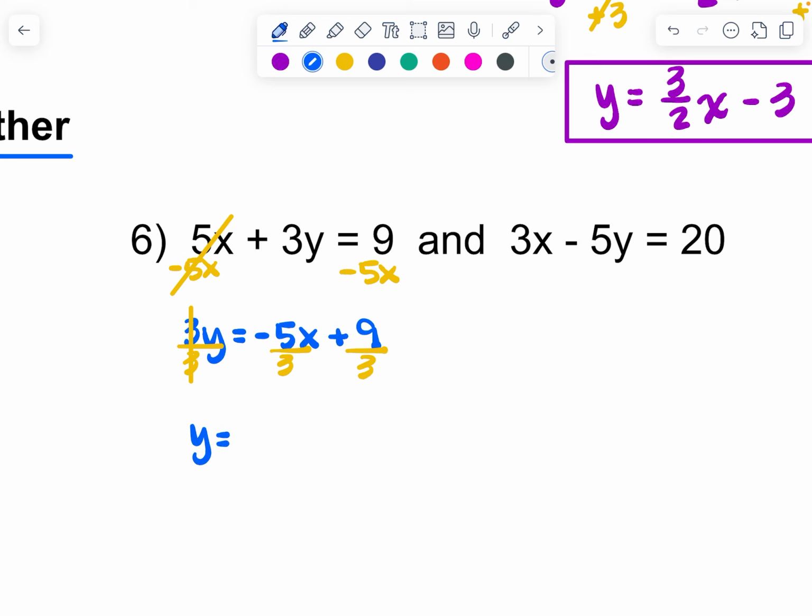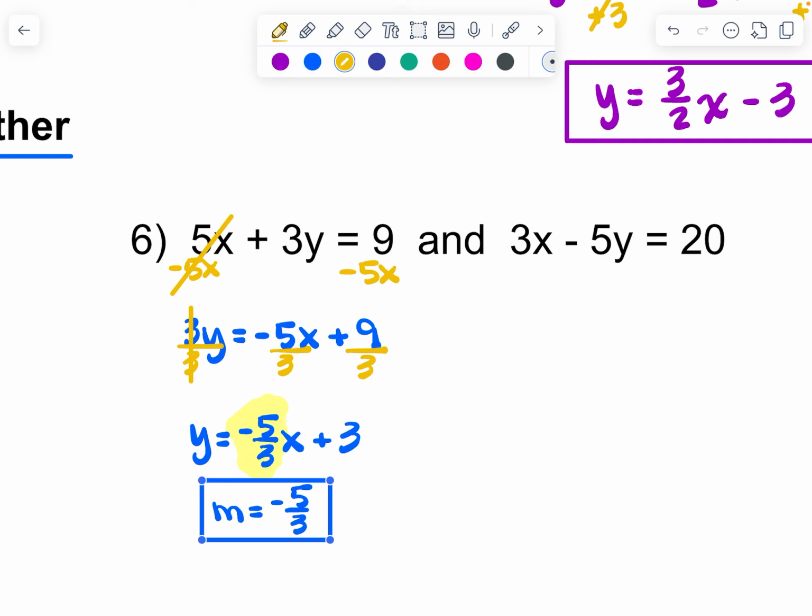So y equals, now I can't actually divide negative 5 by 3, so that's just going to be negative 5/3, kick the x out, and then 9 divided by 3 is 3. So yay, now that he's in y equals mx plus b form, I can see that his slope is negative 5/3. I'm going to just box that because that's really all I need to know. I don't really care about their y-intercepts or anything like that. I only care about their slopes when I'm trying to figure out if they're parallel or perpendicular.